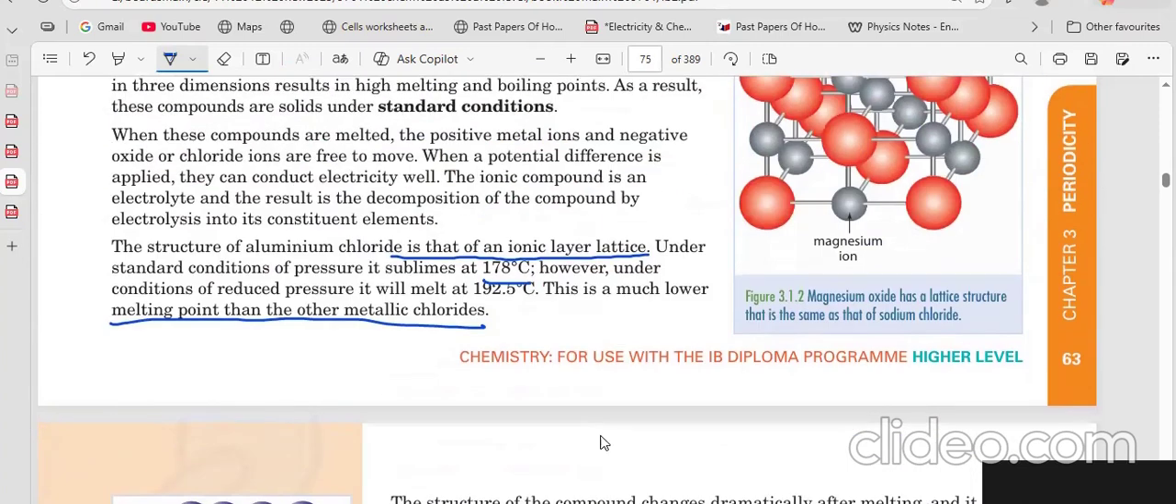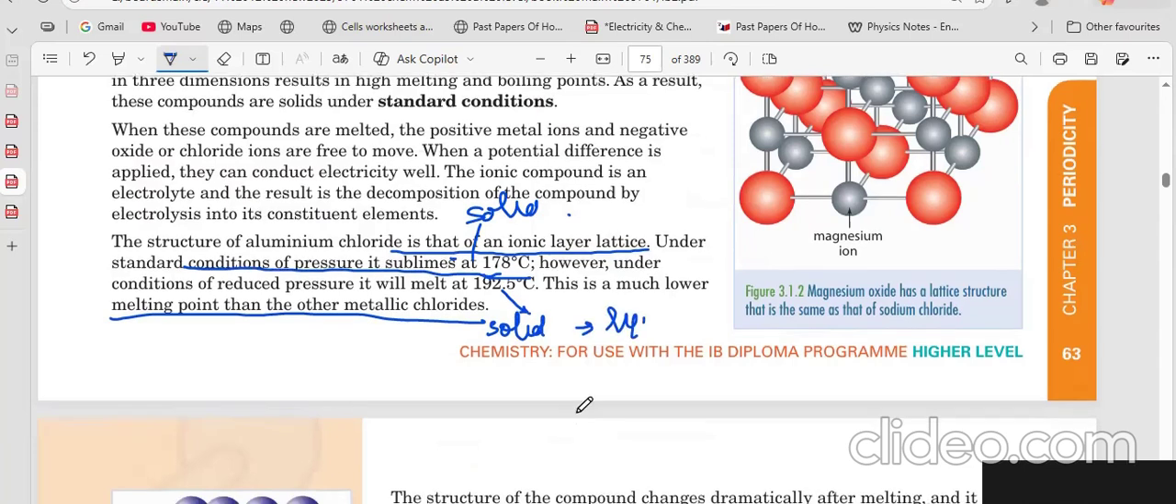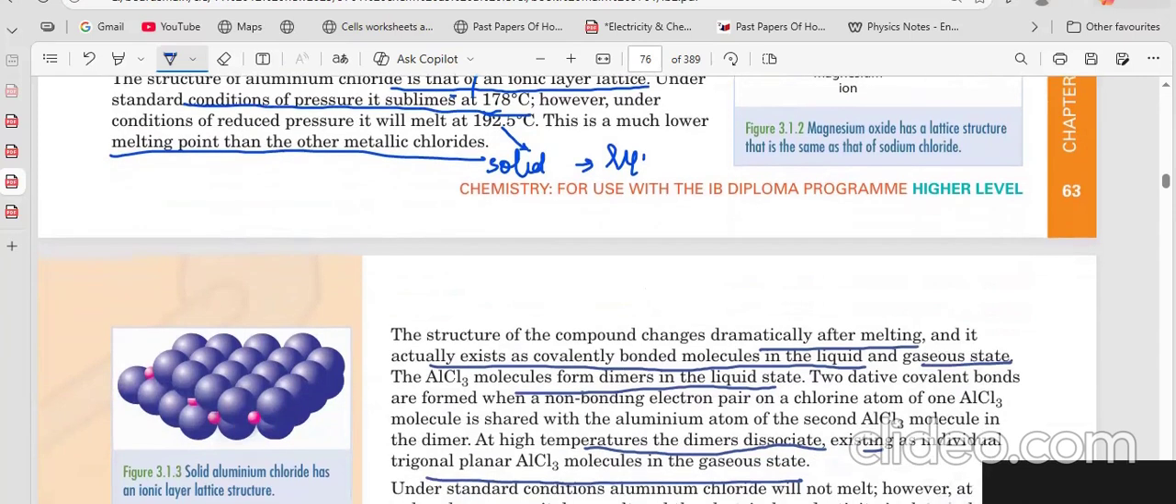Aluminum chloride is ionic in the solid, but it will sublime, and under reduced pressure it will also melt and turn to liquid. So generally under standard conditions it sublimes, that means it turns from solid to gas. But at reduced pressure, it will first turn to solid, then liquid, and its structure dramatically changes after melting.